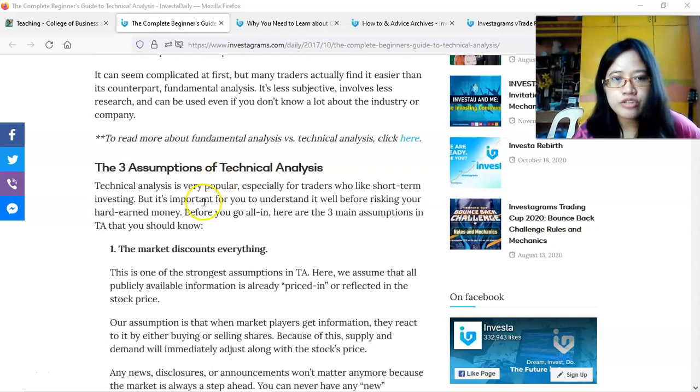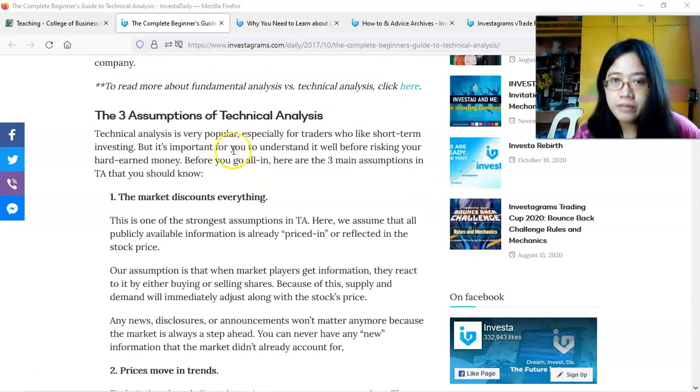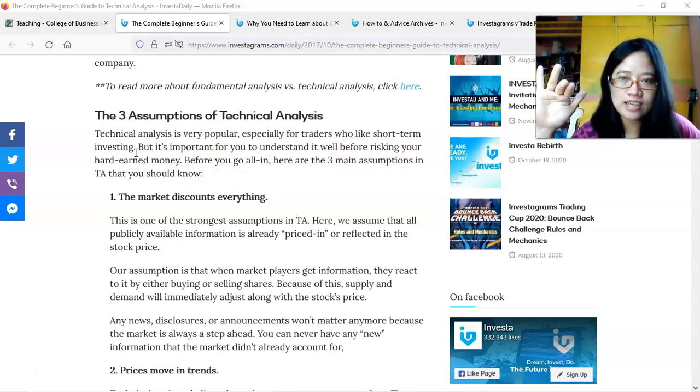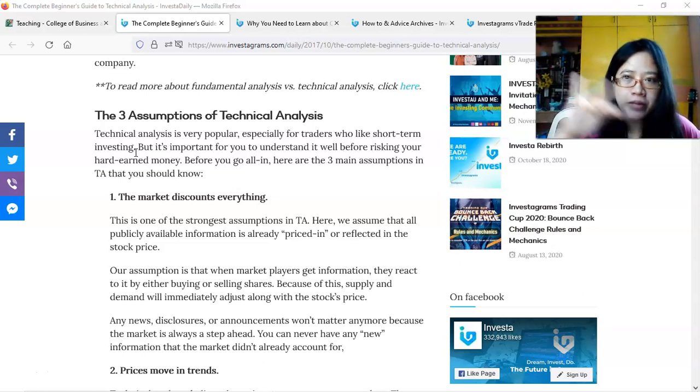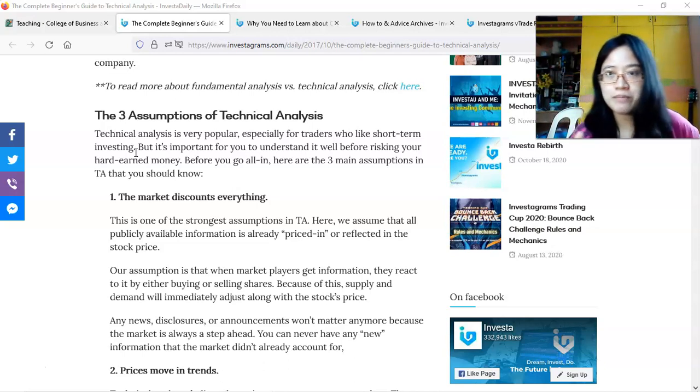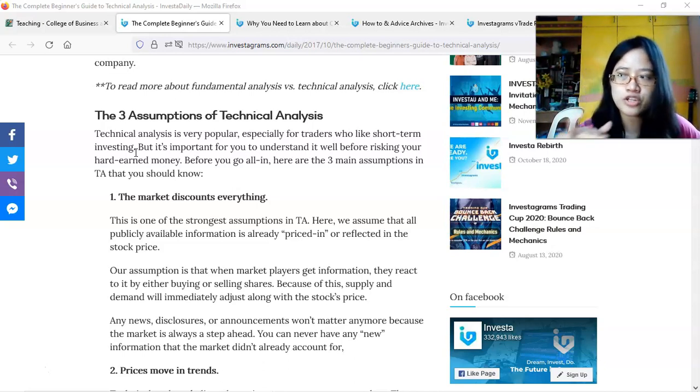3 assumptions of technical analysis. So, very popular, especially for traders who like short-term investing. Okay? Kapag short-term kasi, carry na yung i-watch mo lang or babantayan mo lang yung trend na kapag siya'y bumaba na, okay, grab mo na yung stock na yan, tapos kapag siya'y pataas na ulit, hanggang sa maabot niya yung peak, okay, sell mo na ulit para ma-realize mo na yung profit.